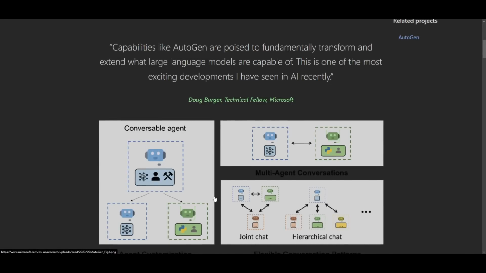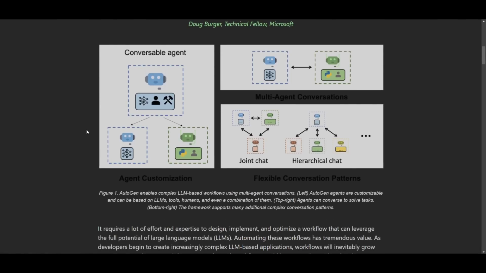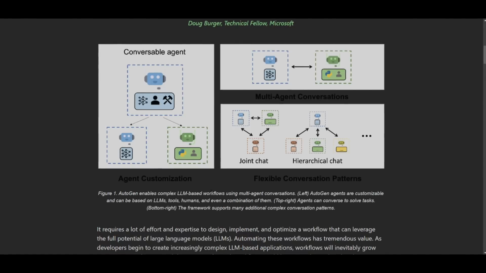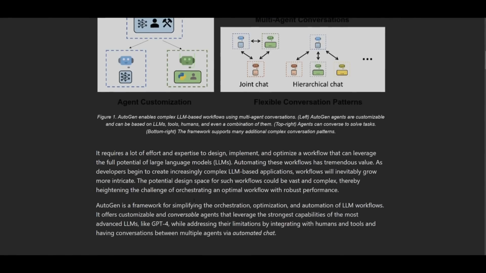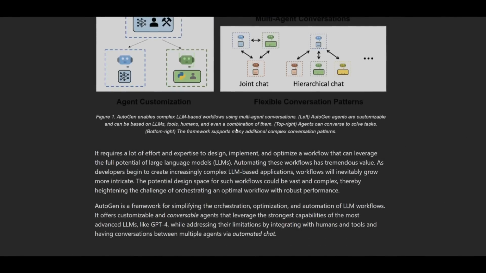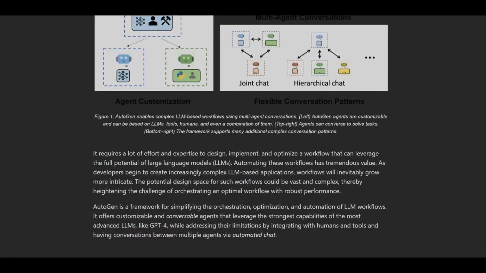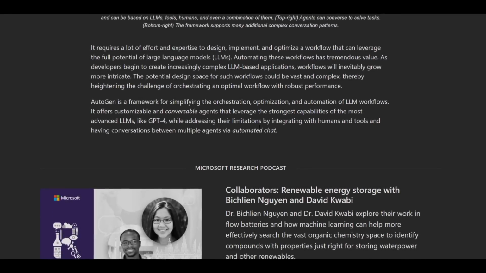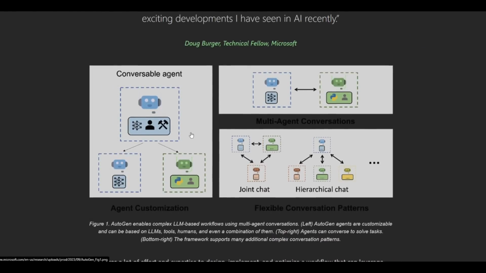You might be seeing a lot of buzz around the internet as to why this is such an amazing application compared to many of these other autonomous AI agents, because of its ability to automate and simplify the orchestration of large language model workflows. It provides customizable as well as conversable agents that maximize advanced LLM capabilities such as GPT-4, as well as many of the open source large language models out there. It does this by overcoming their limitations through integration with humans, as well as other tools and APIs that could be plugged into this application. This enables an automated chat-based conversation amongst multiple different types of agents, which we'll explain in the next step of this video.